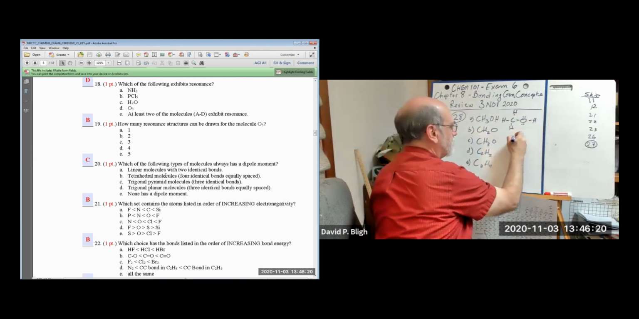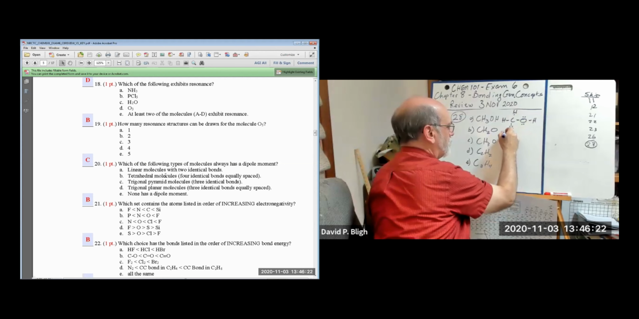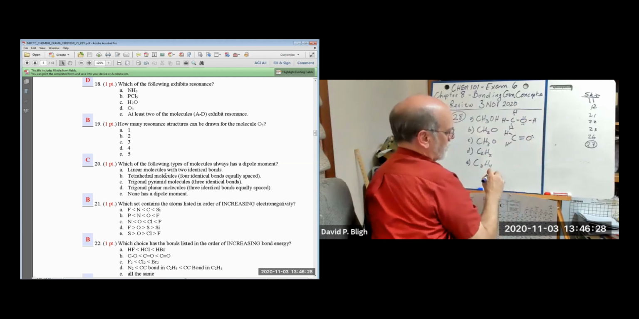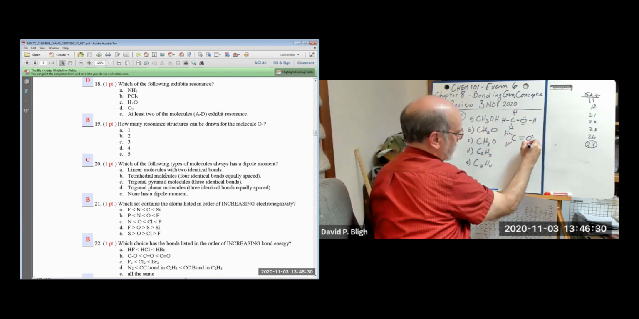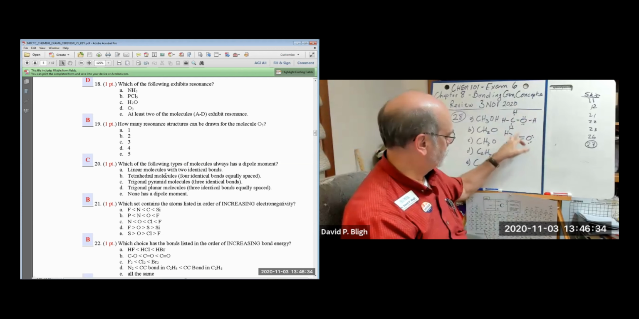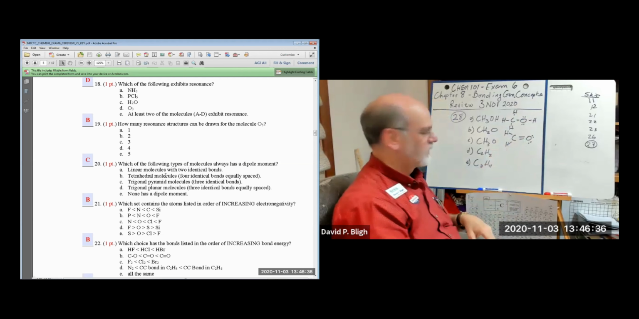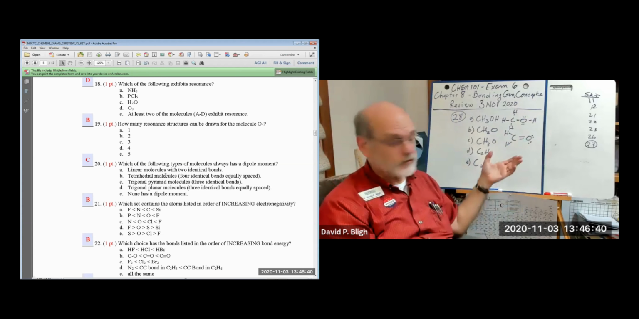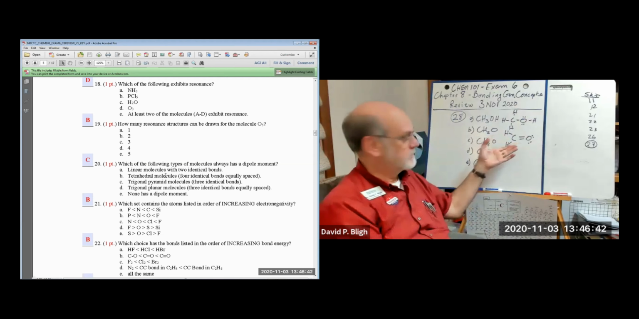This one is going to be like that. That's formaldehyde. 1, 2, 3, 4, 1, 2, 3, 4. And you can go through the rules for Lewis structures and prove that I'm not lying to you.